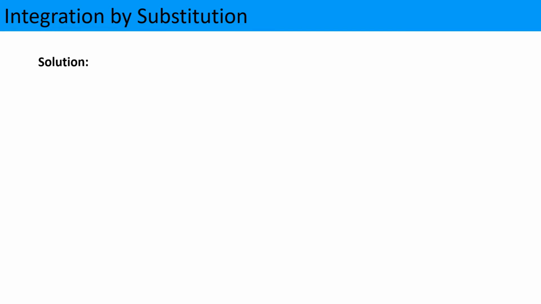Solution. Remember, P of x is equal to the integral of P prime of x dx. We are undoing that derivative.